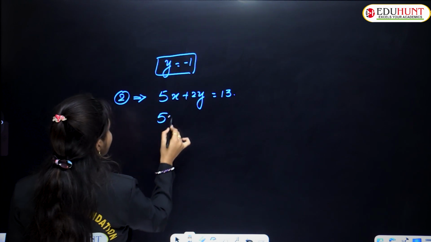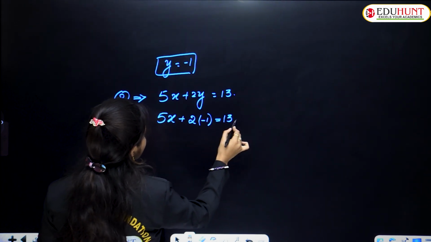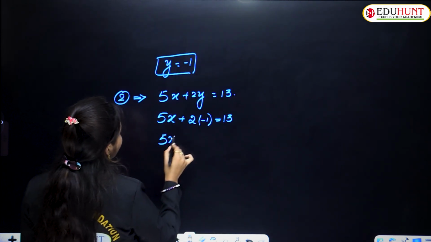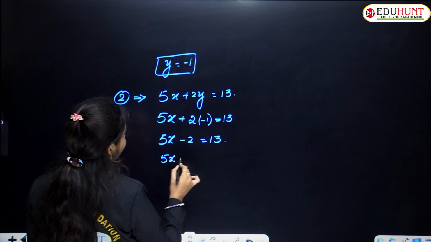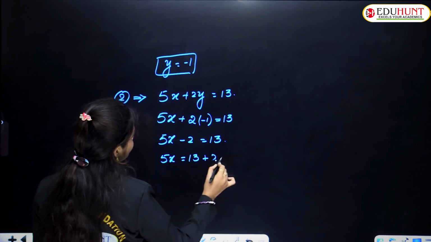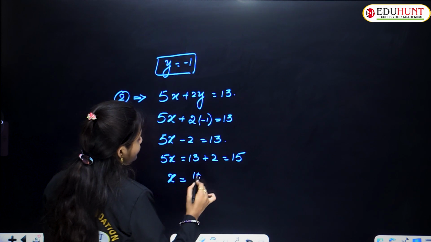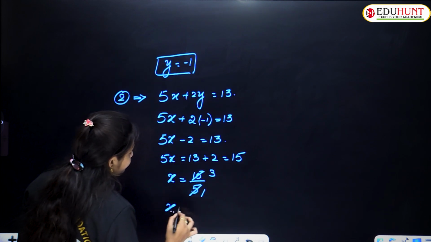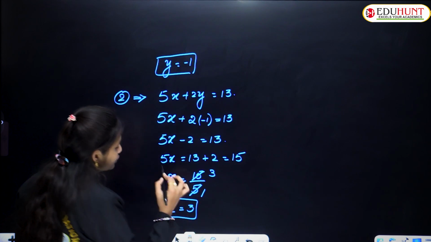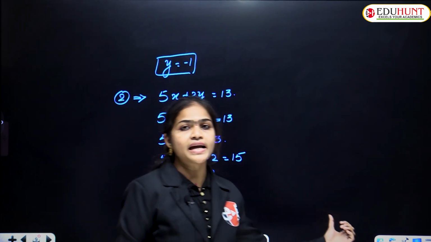Okay. So, from this one, 5x plus 2 into minus 1 which is equal to 13. So, 5x minus 2 which is equal to 13. So, 5x is equal to 13 plus 2, which is equal to 15. So x is equal to 15 by 5. So 5 3s are 15. So x is equal to 3. Understand? So now here we got the x value as well as the y value.